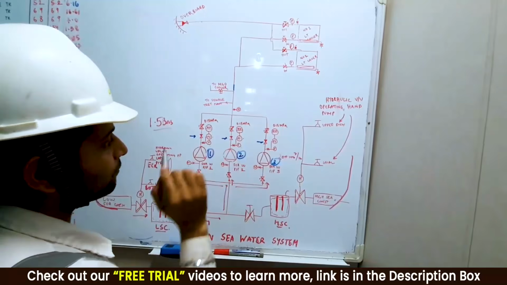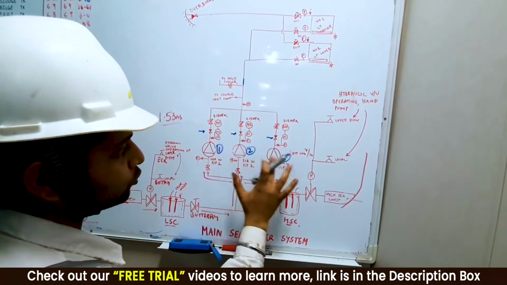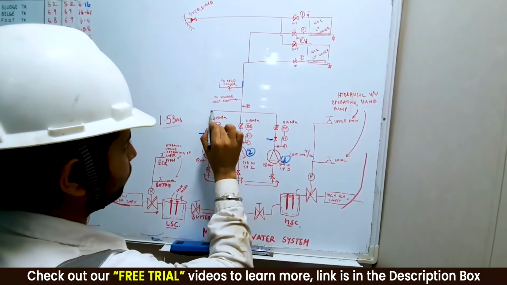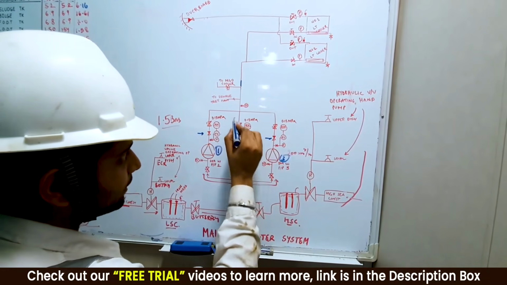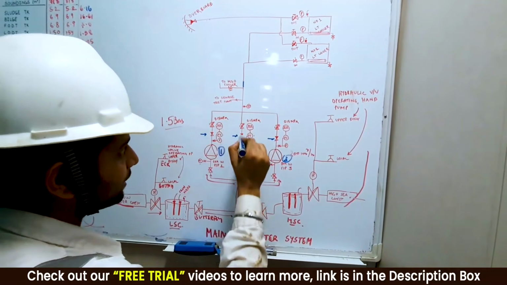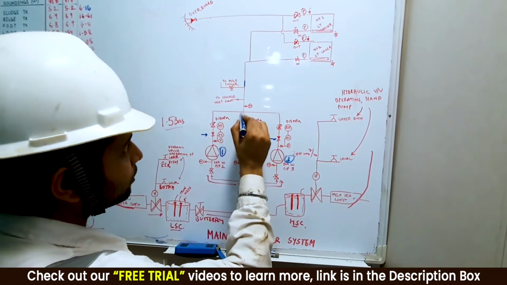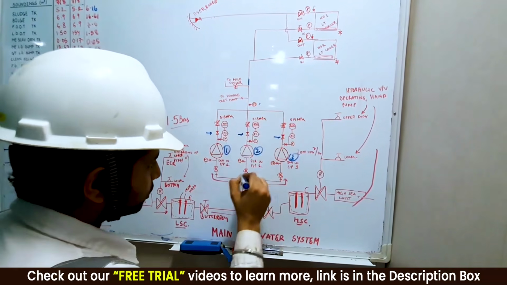Now, why is this non-return valve given? The simple reason is, guys, suppose this pump is running and the other two pumps are stopped. Water comes from over here and goes over here. But if this non-return valve is not fitted, then this water will also go down over here, right? So there will be short cycling. Rather than water going only to the upper side to develop pressure over here, it will also short cycle down.